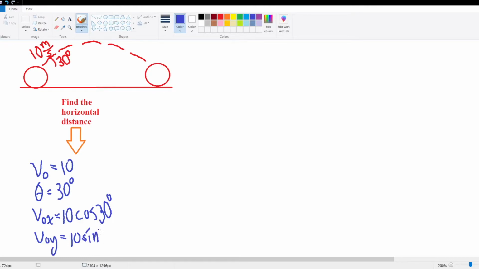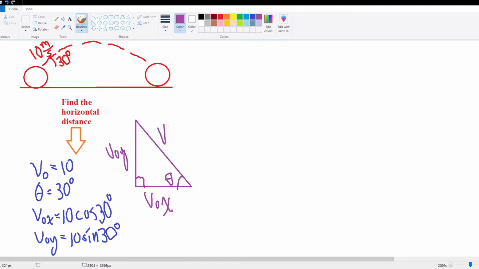Now how do we all of a sudden get the answer for V initial x and V initial y? Well, let me show you. I have this triangle here. It's a right angle triangle. This is our right angle, and our theta is 30 degrees. This is our vertical side, so this is V initial y. Horizontal, so it's V initial x. And this is just V initial.